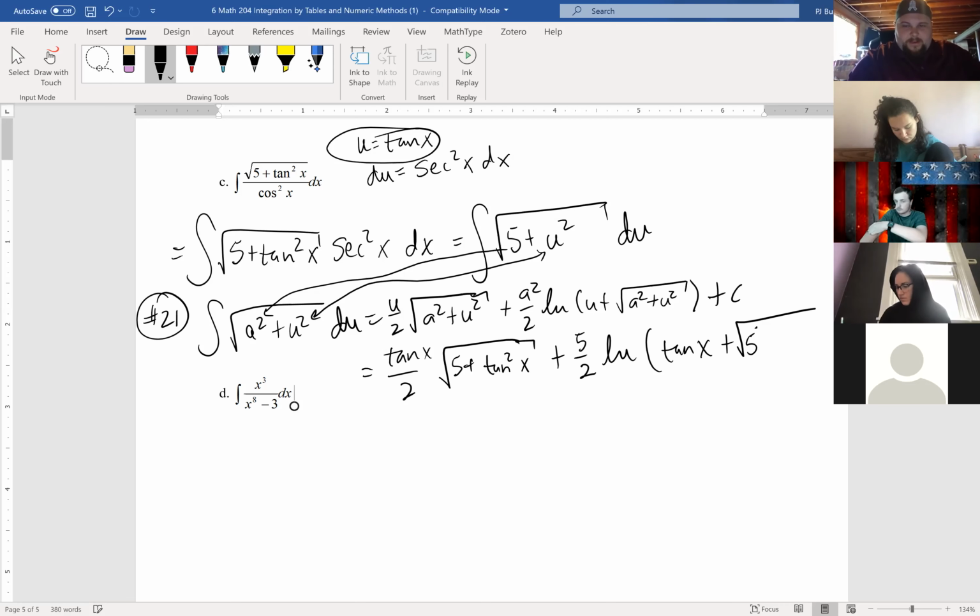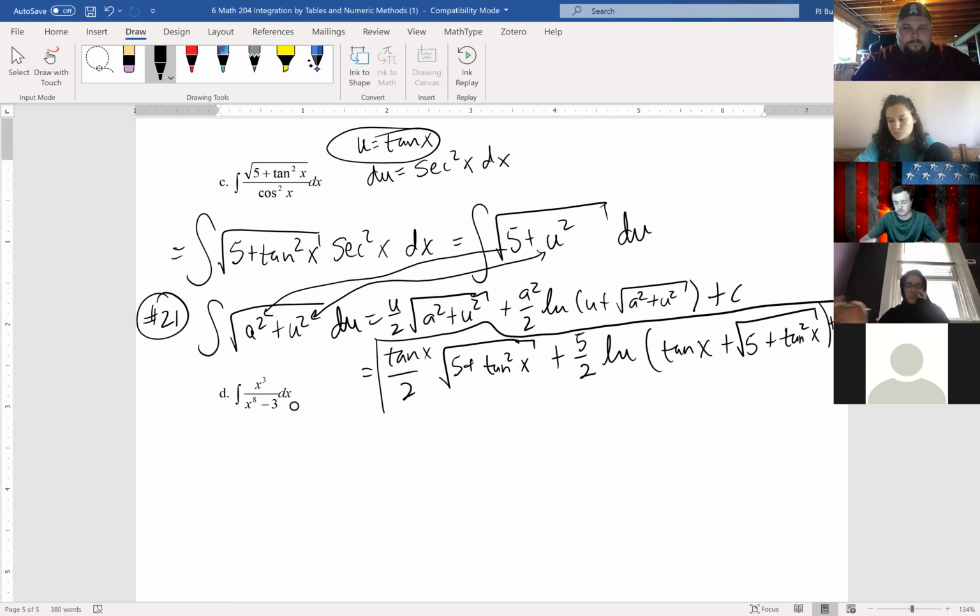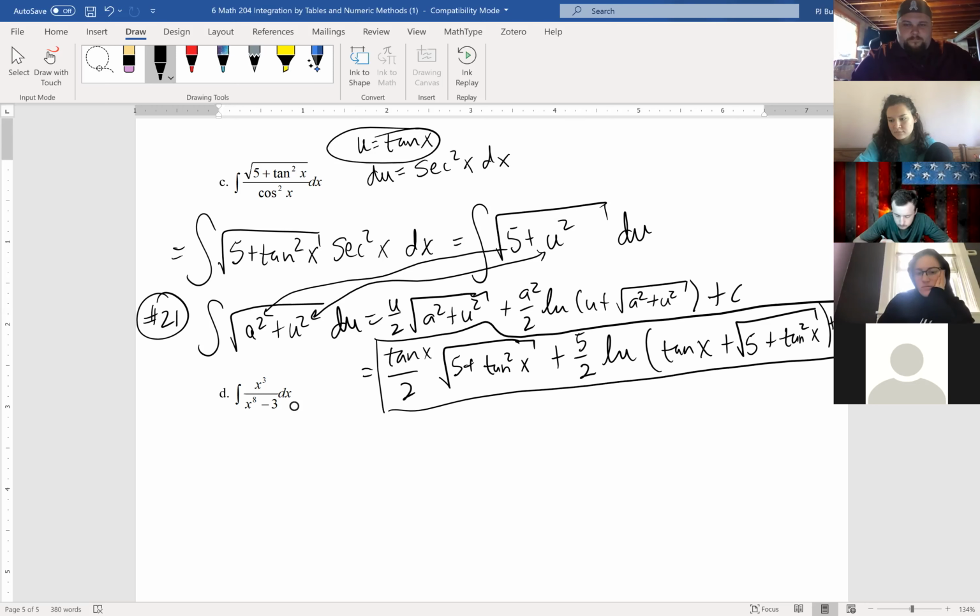So again, everywhere I see a squared, I'm putting 5, and everywhere I see a u, I'm putting tangent. So that looks like a pretty ugly answer. Right? Probably would have taken quite a bit of time to integrate that otherwise.